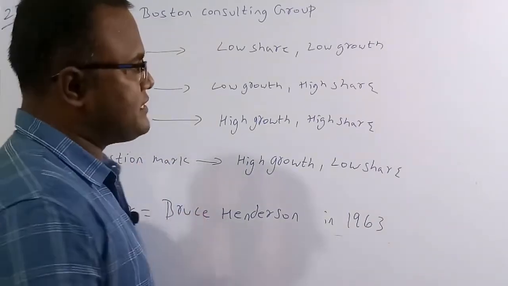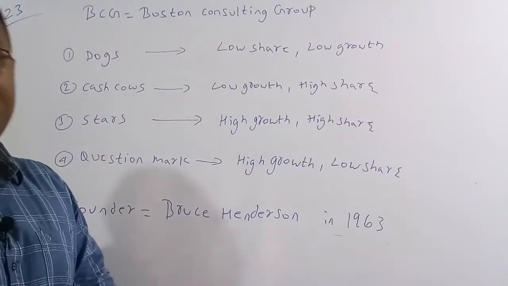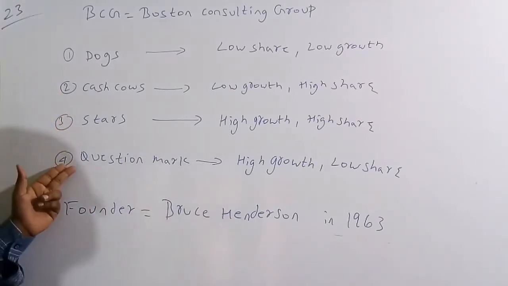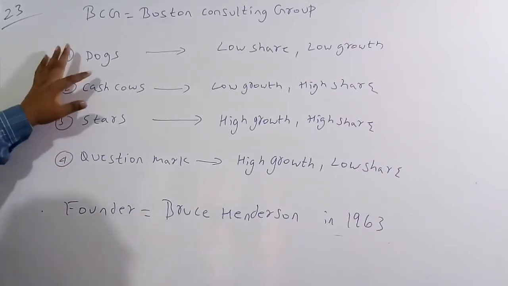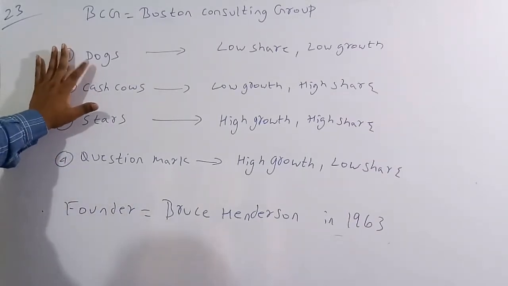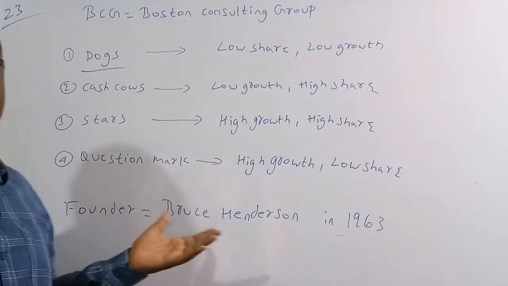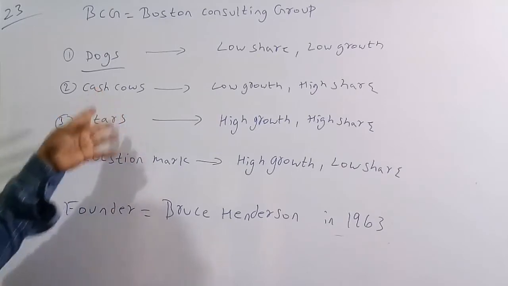So based on the two factors, growth and share, the BCG has classified the business into 4 categories: dogs, cash cows, stars, and question mark. In the question, they have given question mark, stars, and cash cows, but they have not given the fourth option, dogs. So we have to know what the 4th one is, which is dogs. So dogs is the correct solution of this question. Based on the market share and the growth, they have classified the business into these 4 categories.